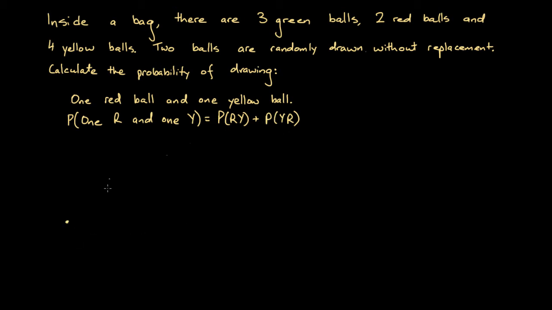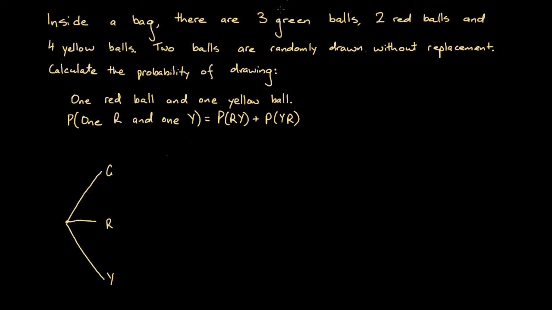So there are actually 3 possible outcomes that we have to consider. On the first draw, we could get a green ball, or we could get a red ball, or we could get a yellow ball. So because of that, we're going to have 3 branches coming out of our probability tree.